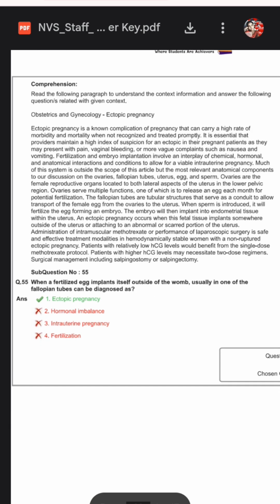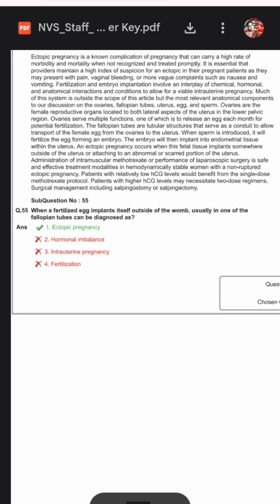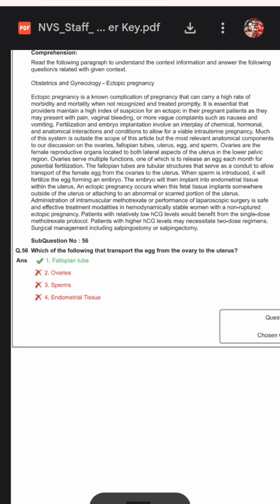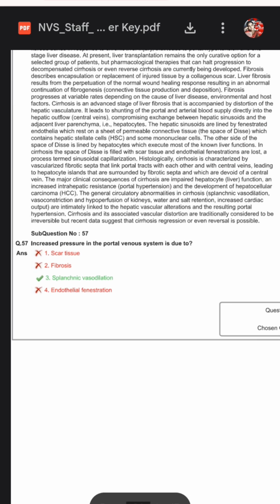When a fertilized egg implants itself outside of the womb, usually in one of the fallopian tubes, it can be diagnosed as ectopic pregnancy. Which of the following transports the egg from the ovary to the uterus? The correct answer is fallopian tube.